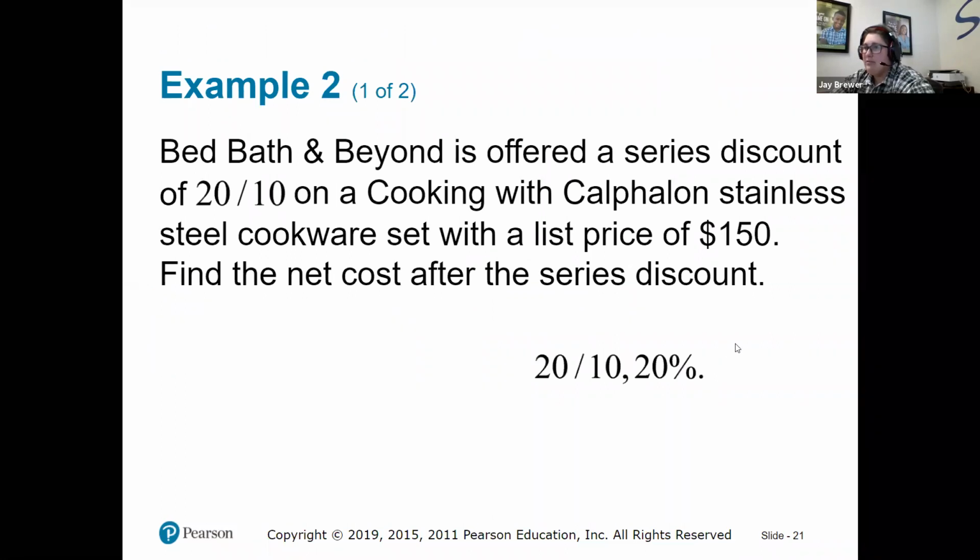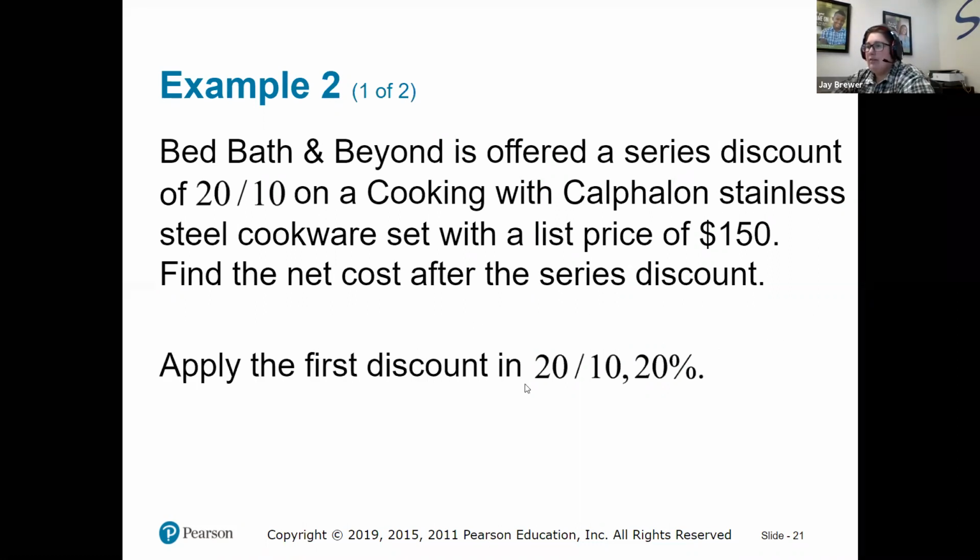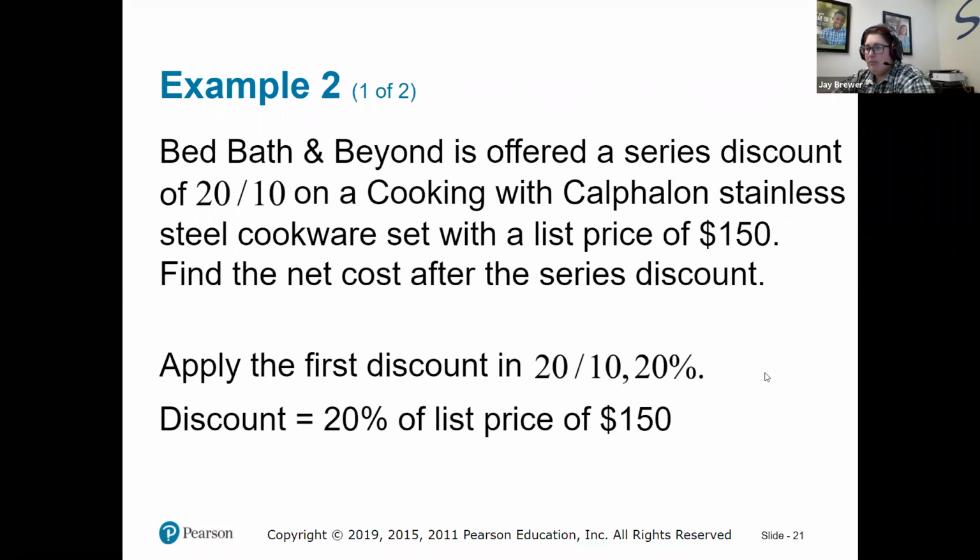But that's my guess. Okay, so this is saying Bed Bath & Beyond is offered a series discount of 20 and then 10 on a stainless steel cookware set with a list price of 150. Find the net cost after the series discount. So it says apply the first discount, so 20%. The discount equals 20% of the list price.